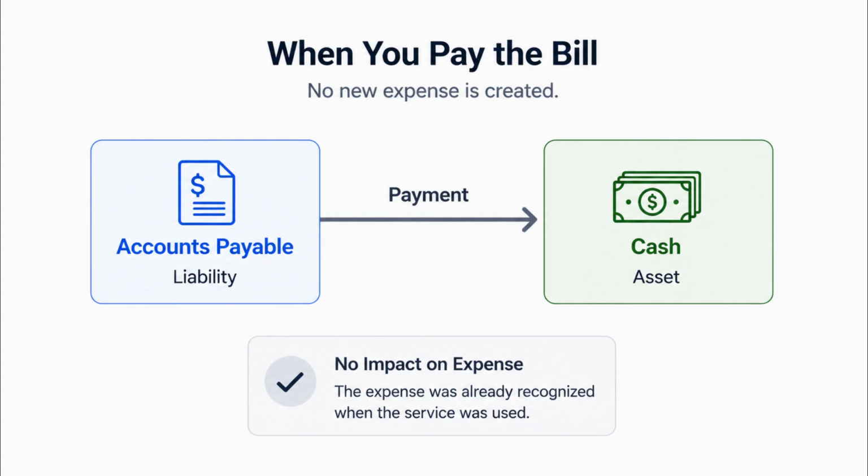So now you pay the $95. You'll have the following journal entry. You're going to debit the accounts payable for $95. That represents the total amount that you owe. And you're going to credit cash for the $95. No new expense is recorded because the expense was already recognized, part in May and part in June.